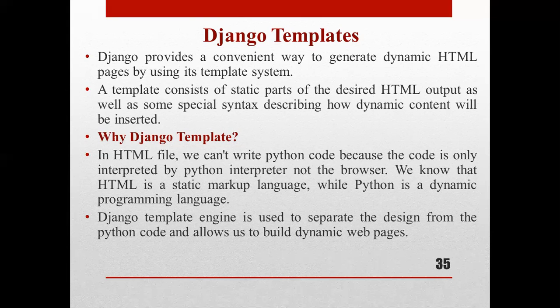So the Django template engine is used to separate the design from the Python code and allows us to build dynamic pages. By using the Django template engine, we can separate the design from the Python code and build dynamic web pages.